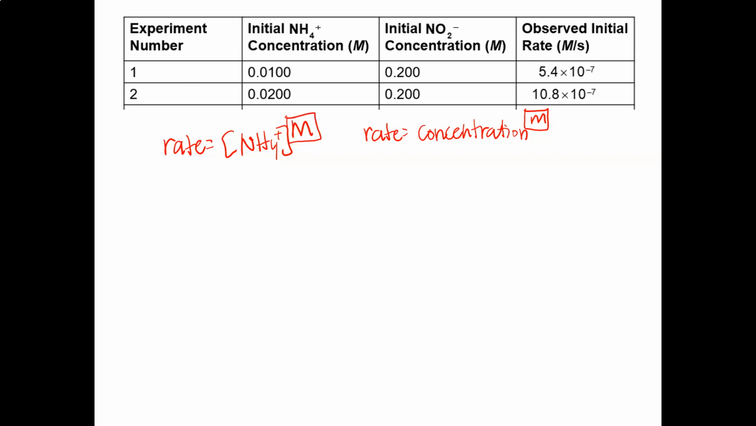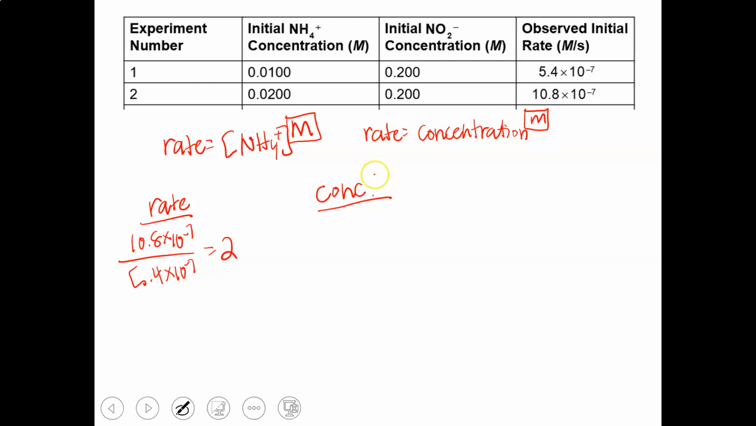So what we need to do is look at the 2 experiments that we chose, and look at the rates and the concentrations for those 2 experiments. For the rate, I'm going to take the 2 rates, big number divided by small number. I want to see by what factor, that's a 5, did the rate increase. Then I'm going to do that for the NH4 plus concentration as well.